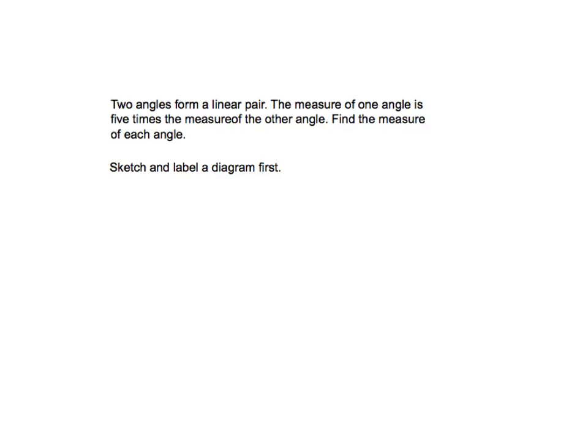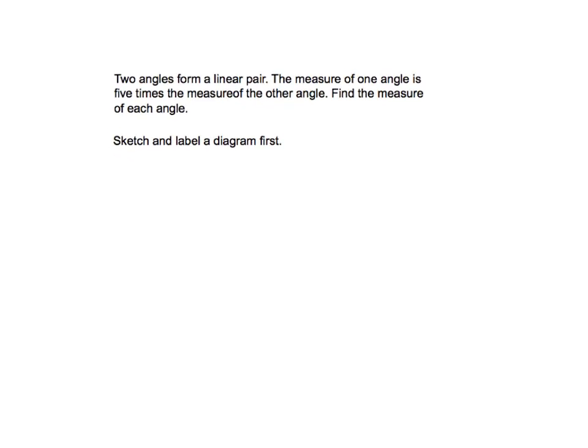It says two angles form a linear pair. The measure of one angle is 5 times the measure of the other angle. Find the measure of each angle. Okay, well, let's look at some keywords here. We have a linear pair. So it tells us we're making a diagram that's going to make a straight line, and there's going to be a ray coming out of it. We have these two angles that are making a straight line. It's called a linear pair.